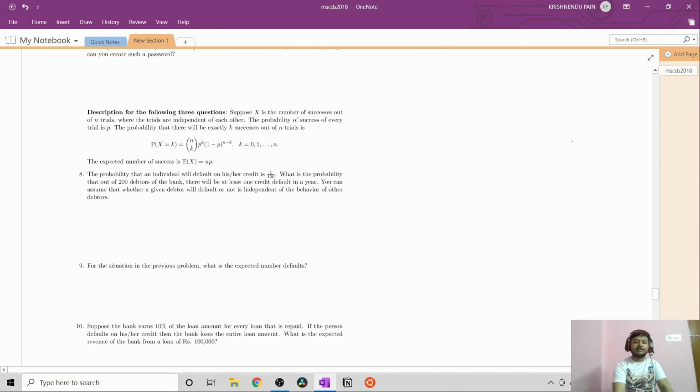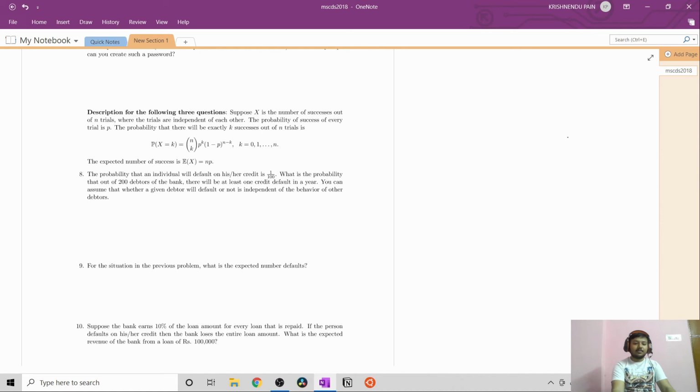This is the answer. Description for the following questions 8, 9, 10. X is the number of successes out of n trials where the trials are independent of each other. The probability of success of every trial is P. The probability that there will be exactly K successes out of n trials is given here. This is called the Bernoulli trials, and this probability distribution is called binomial distribution. The expected number is given here.